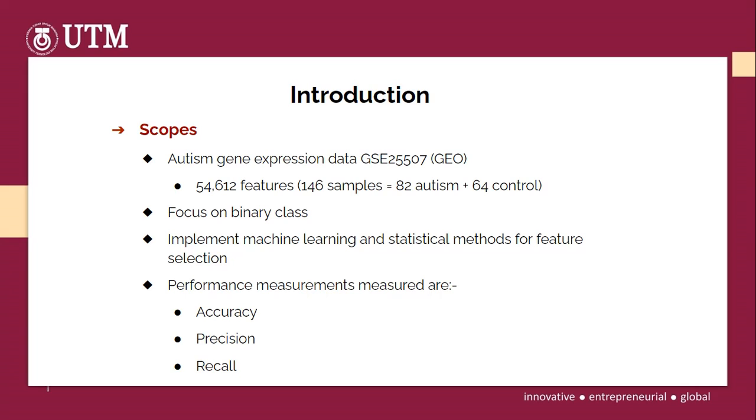The scopes of this research are autism gene expression data retrieved from the Gene Expression Omnibus website, GEO website, with accession number GSE25507. The data contain 54,612 features with 146 samples, where 82 are autism and 64 are control. This research focuses on binary class. It implements machine learning and statistical methods for feature selection. And finally, the performance measurements are accuracy, precision, and recall.